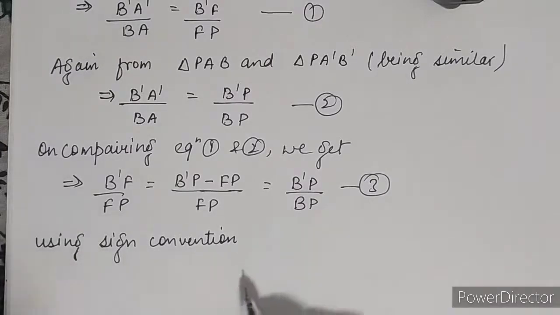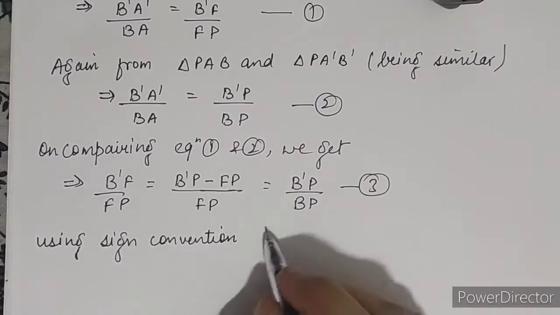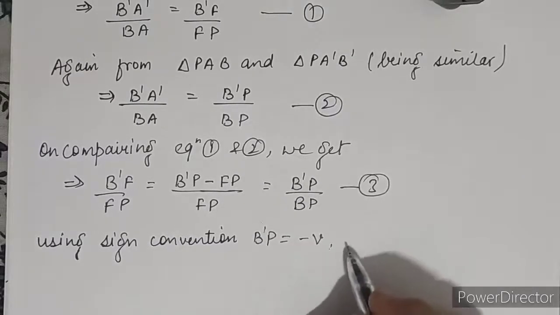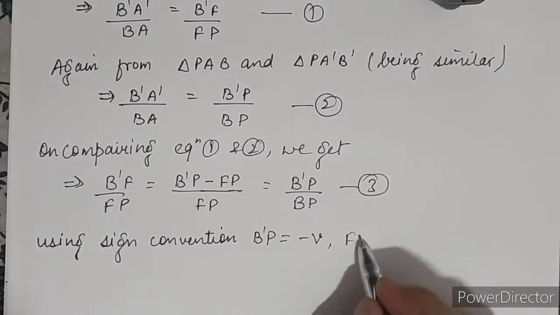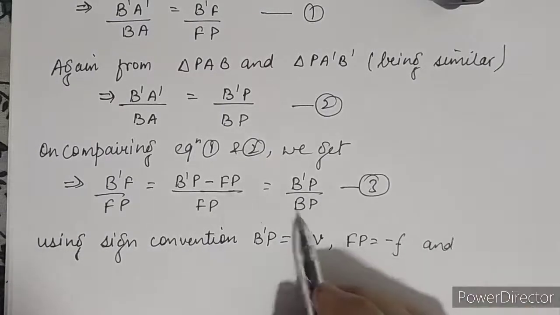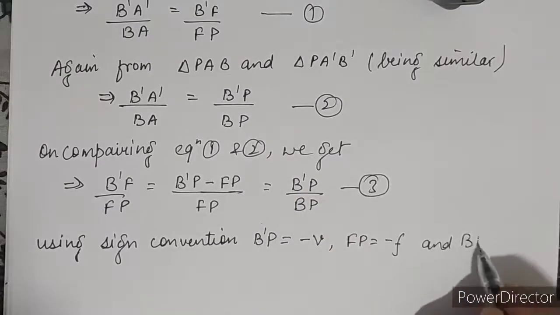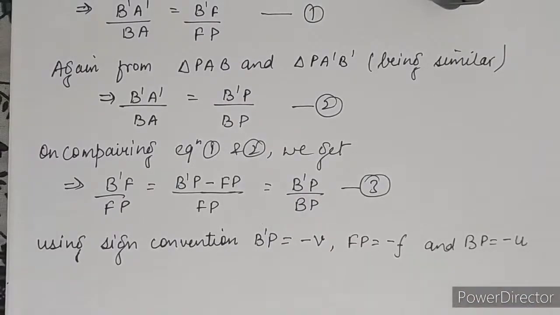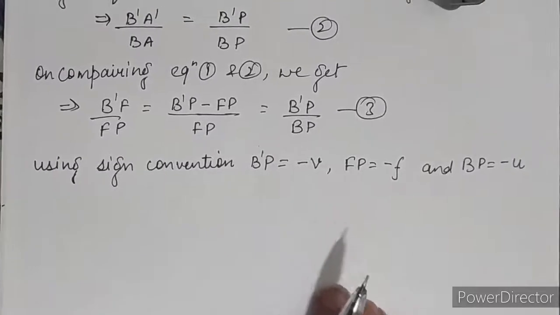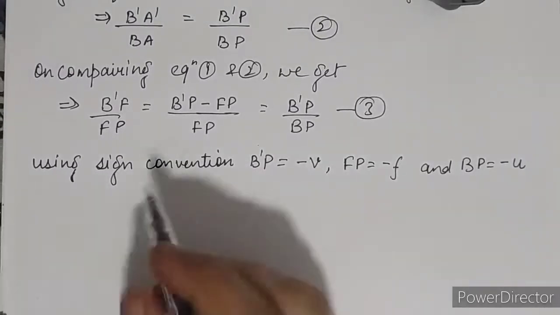Okay. Now B'P, from the diagram you can see B'P is the distance of the image. So B'P, and due to sign convention it is minus V. FP is the focal length, again it is in minus form, and BP is the object distance, it is equal to minus U. All the values I am putting in equation number 3. What we get, beta? All the values are in the minus form, and in the last lecture I told you how this sign convention is used. Okay.